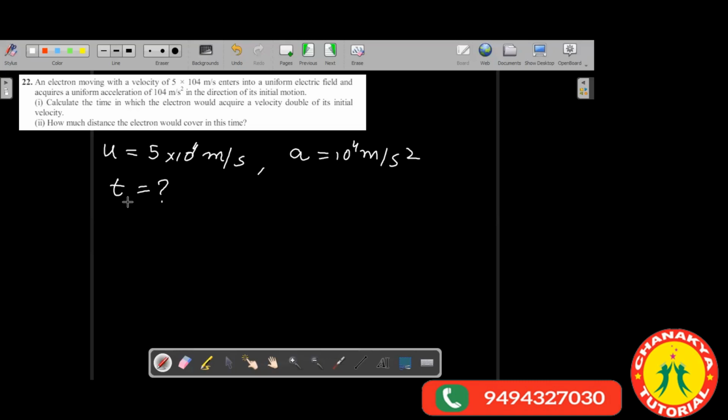Okay. So I'm waiting for you to solve this question. Let's see who is able to solve it. I'm giving it 2 minutes to solve this question.